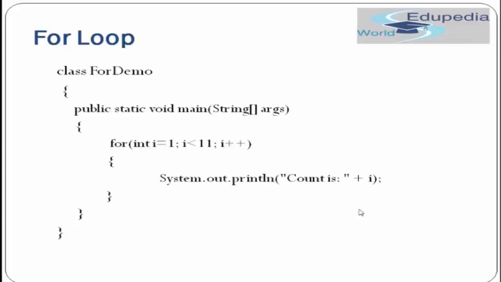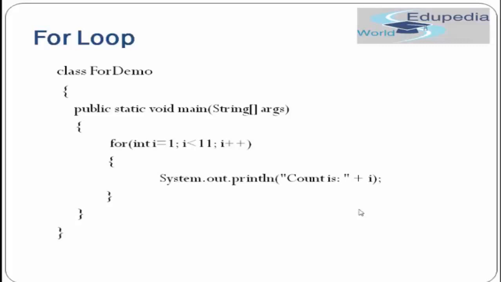Then we check the condition. It will check that I is 11. So I less than 11 is not true. It becomes false. So at that time it will not print the value of I. It will come out of the loop. So this is how it is executed.